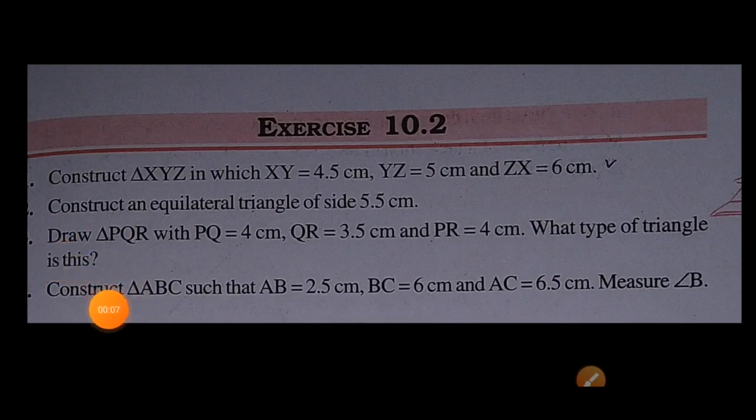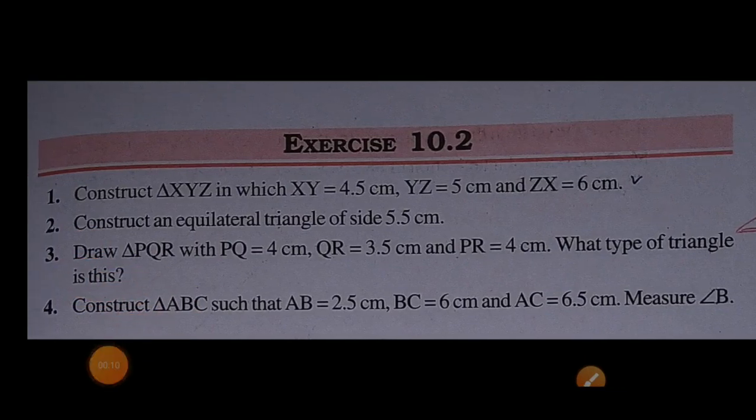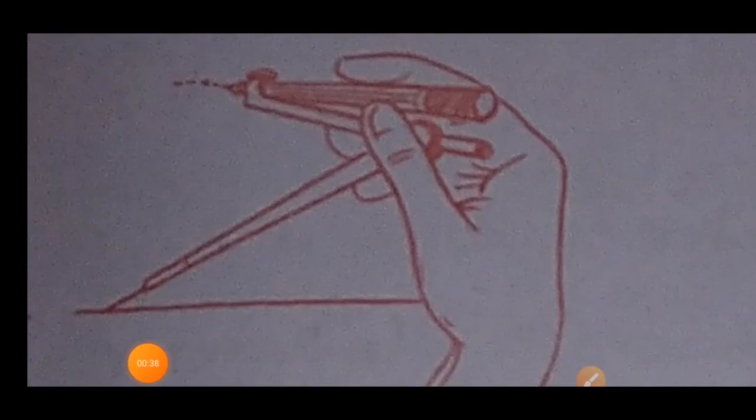Now we are going to solve the question number 3. Draw triangle PQR with PQ equal to 4 centimeter, QR equal to 3.5 centimeter, and PR equal to 4 centimeter. What type of triangle is this? In triangle PQR, the measurement of three sides is given, in which PQ equal to 4 centimeter, QR equal to 3.5 centimeter, and PR equal to 4 centimeter.